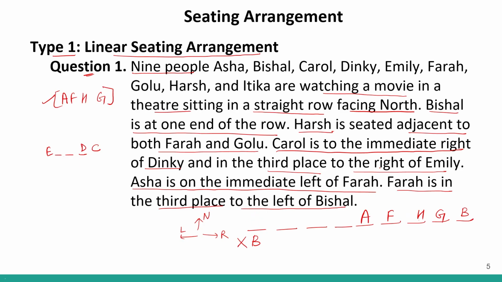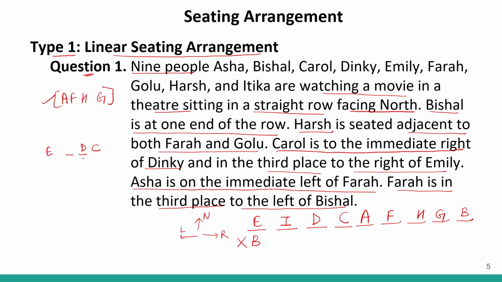Basically, it says that Carol is to the immediate right of Dinky and third place to the right of Emily. So Emily will be here, third place to the right: 1, 2, 3. Carol will be here, and here we'll have Dinky. Correct? Who is the only person remaining? Only person remaining is Itika, so Itika will be over here.